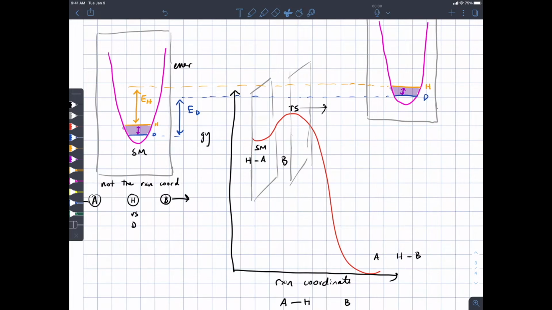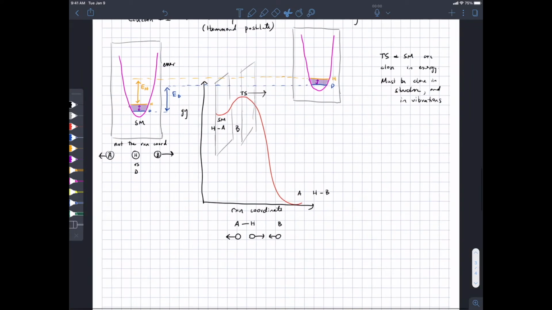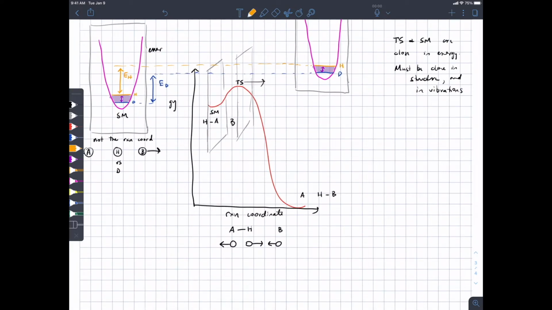If a bond is similar in the starting material and similar in the transition state, then activation energies for hydrogen versus deuterium are about the same. So that's what we've observed here. Activation energies for hydrogen and deuterium are similar because the transition state and starting material are close in structure.